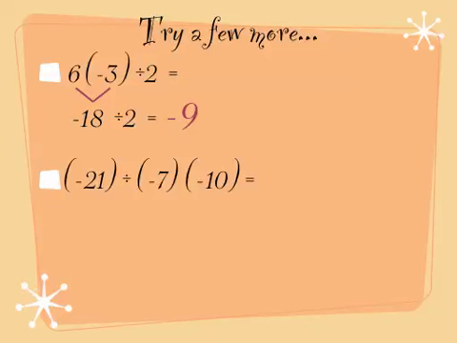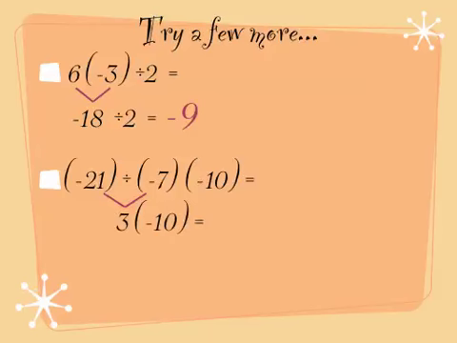The last example is negative 21 divided by negative 7 times negative 10. Again, I need to work my way from left to right because using the order of operations, that's what I need to do. The first operation that I'm going to perform is negative 21 divided by negative 7. A negative divided by a negative will give me a positive answer, and 21 divided by 7 is 3.